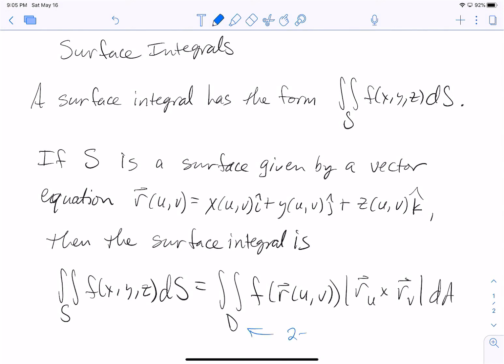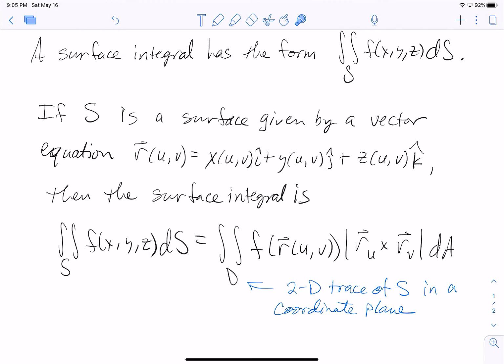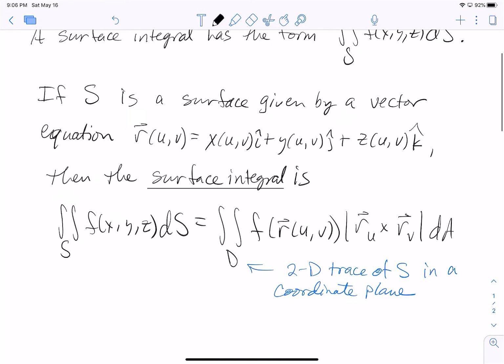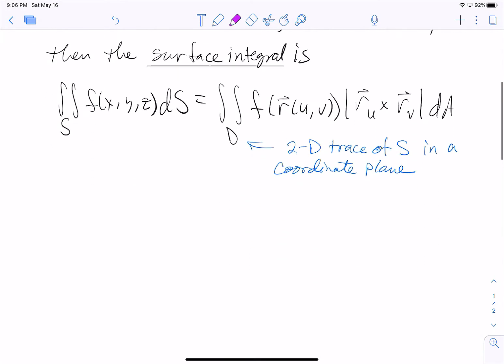Here D is a two-dimensional trace of S in a coordinate plane. And I just say a coordinate plane because it could be in the xy plane, xz plane, or yz plane. It's a matter of convenience, or a matter of the setup that you're given. So that's the form of a surface integral. Something that's going to come up a few times here is that dS is represented by this cross product of the partial of r with respect to u and the partial of r with respect to v, times dA. And in fact, you may recognize that as what came up when we did surface area.